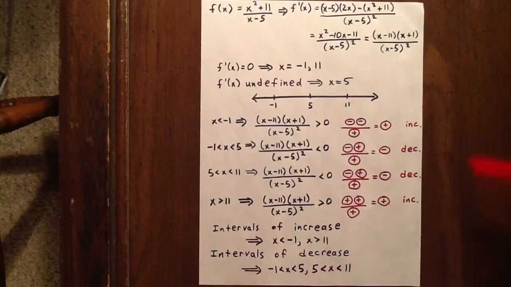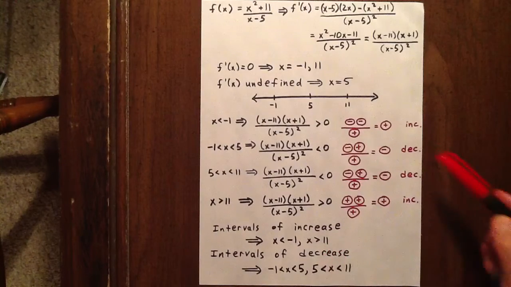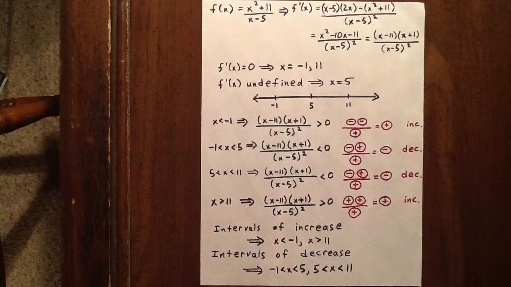So our intervals of increase are the first and the last, x less than negative 1 and x greater than 11. And our intervals of decrease are the ones in between, negative 1 less than x less than 5 and 5 less than x less than 11.